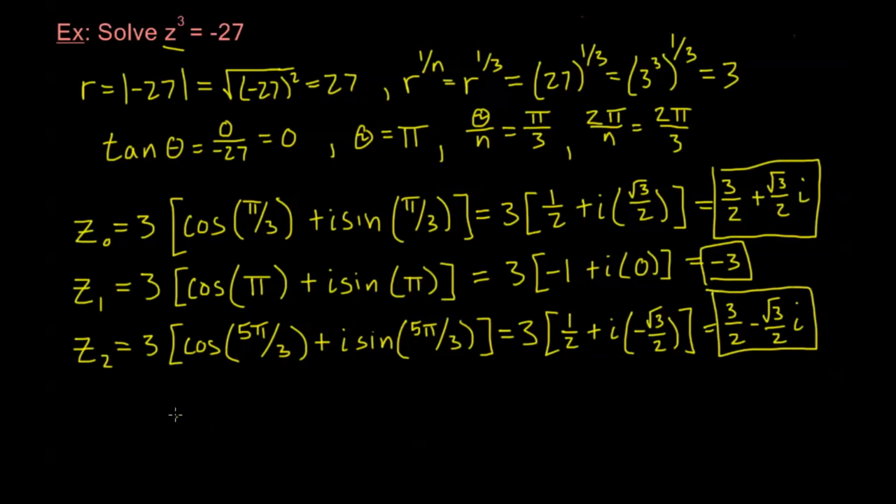So if we wanted to at the end, just to be clear, we could say z equals negative 3, 3/2, and I'm going to be a little fancier, I'm going to say 3/2 plus or minus root 3 over 2 i. I can use this plus or minus here because if it's plus, that's one solution. When it's minus, that's my other solution.